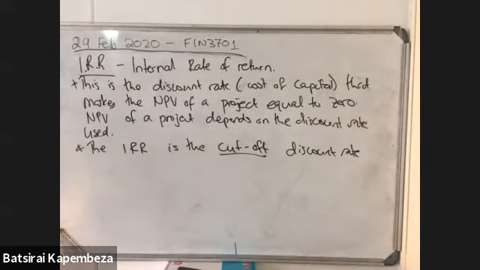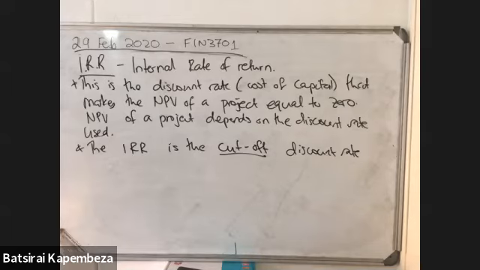We can look at the IRR as the cut-off discount rate. This means if we calculate NPV using a discount rate more than the IRR, our NPV will be negative. And if we calculate NPV using a discount rate which is less than the IRR, then our NPV will be positive.